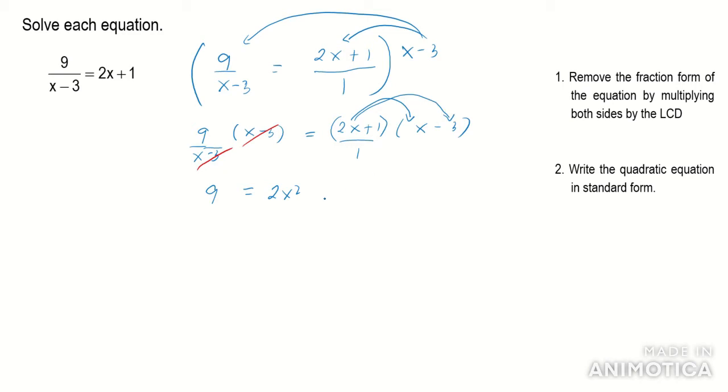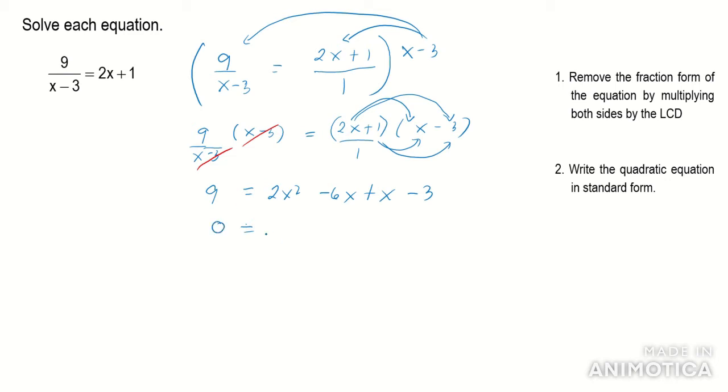2x times negative 3 is negative 6x. We have 1 times x is positive x here. 1 times negative 3 is negative 3. Then, we write the equation in standard form now. So, x squared is positive here.